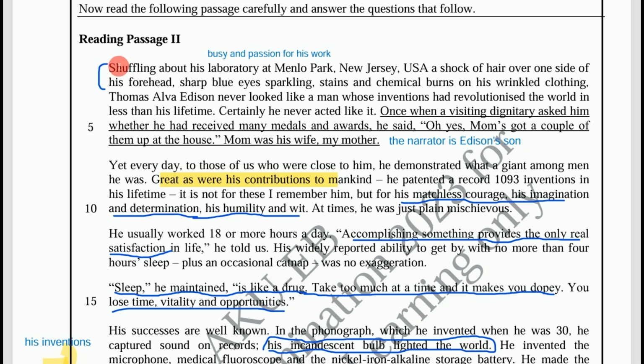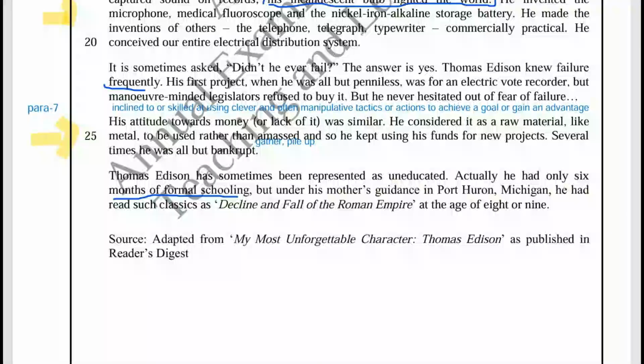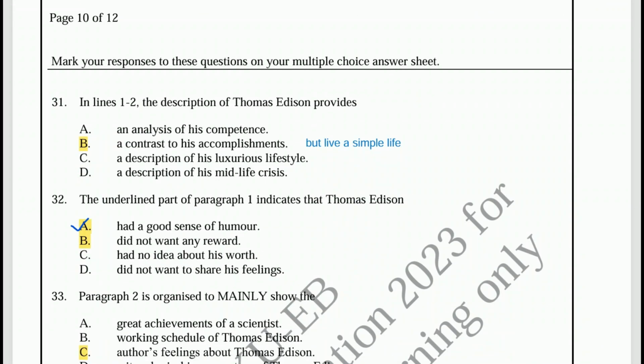So, shuffling about his library at Menlo Park, blue eyes sparkling, stains, chemical burns on his wrinkled clothing. So there is a description of a person. Who is this person? This is Thomas Alva Edison, and someone is narrating his story. So third person point of view narration is there. So it's about the life of Thomas Edison. So from the first line, I get the following information. So let us jump into the questions.